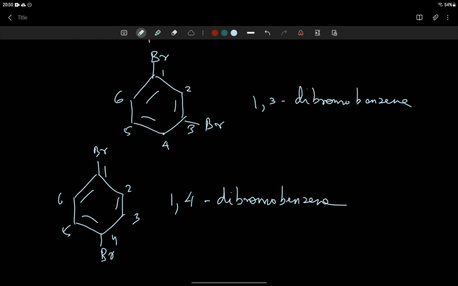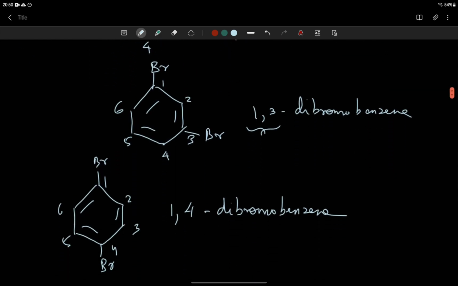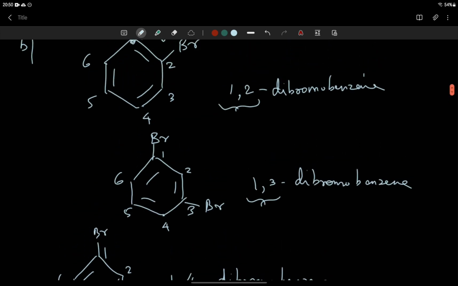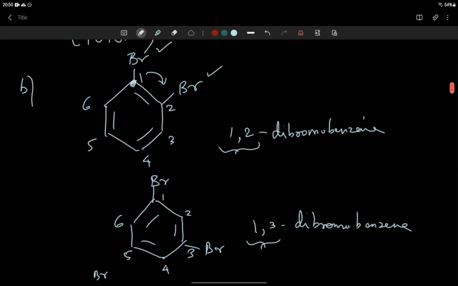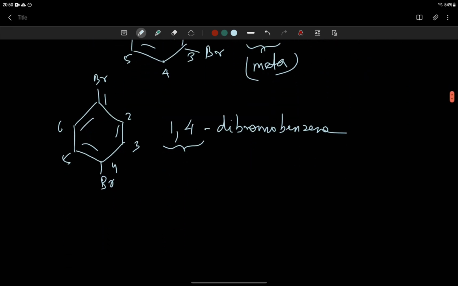So it is like that. Now here the positions you can see are 1,2, 1,3 and 1,4. They have got some names. The 1,2 position is known as the ortho position. It is very important to remember this position. The 1,3 position is called the meta position, and the 1,4 is called the para position. Okay, so this is how you are going to write this, right?